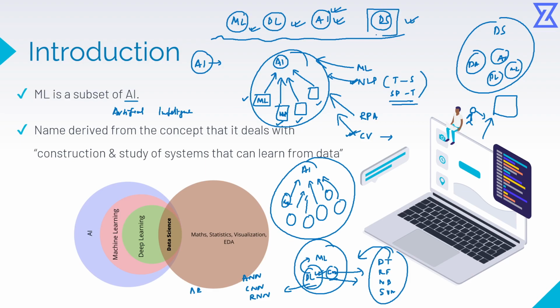Now what is data science? Data science, as you can see in this particular image, right? Data science is a combination of AI, and it involves mathematics, statistics, EDA, all these things. So in simple terms, the study of data is called data science.